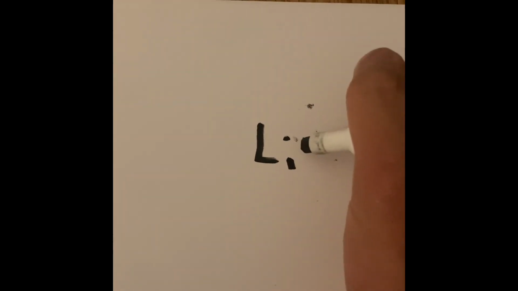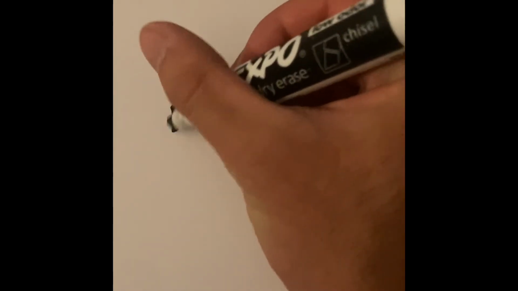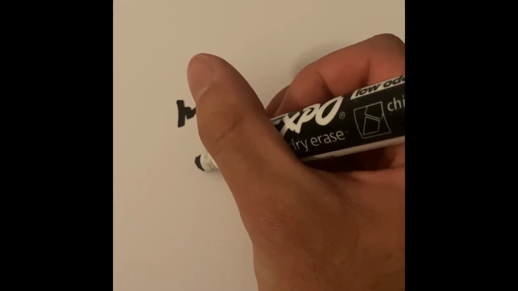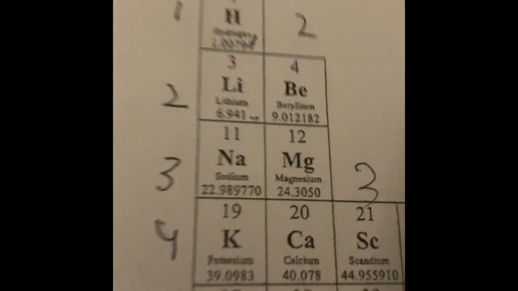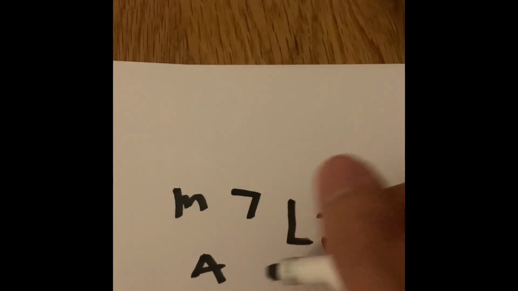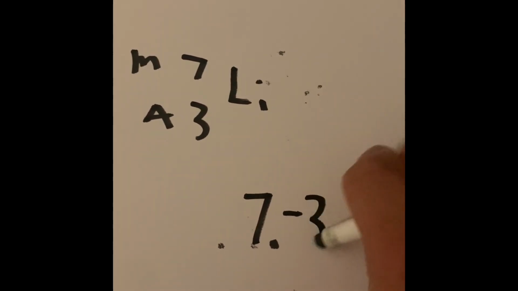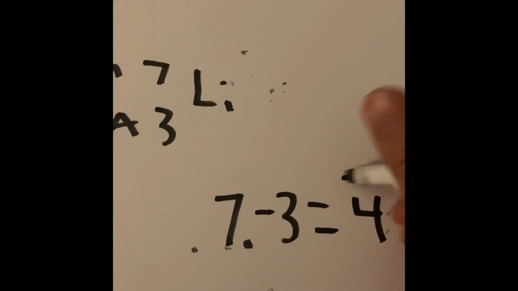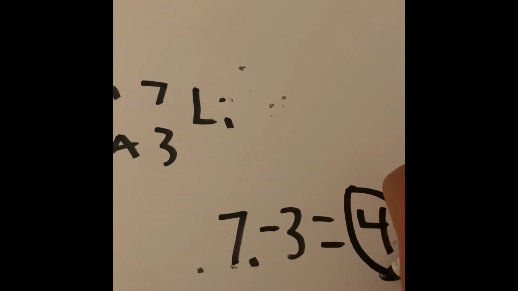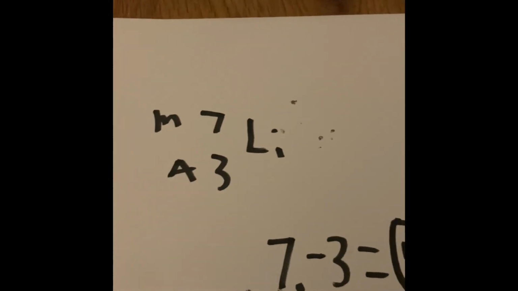Let's say we're going to put lithium right here as a symbol. We're going to put the mass on the top, and we're going to put the atomic number on the bottom. So for lithium, if you look at the periodic table, we would put 7 on the top, and on the bottom 3, since that's the number of protons for lithium. So if we want to find neutrons, 7 minus 3 would equal 4. So lithium would have 4 neutrons.